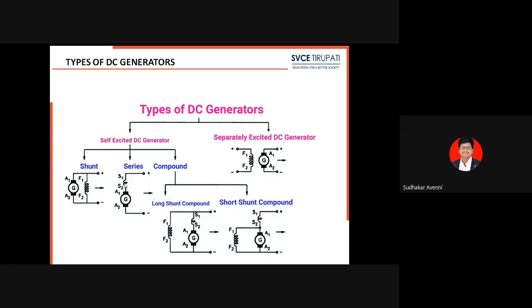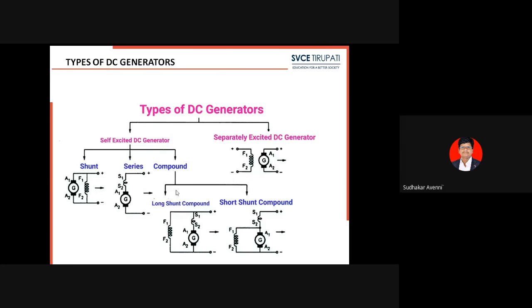Coming to the series generator, under no load condition, there is no current flowing through the field winding. No current flowing through the field winding means only residual flux will be there. Because of this residual flux, the no load voltage of this series generator is 2 to 5% of its rated voltage.